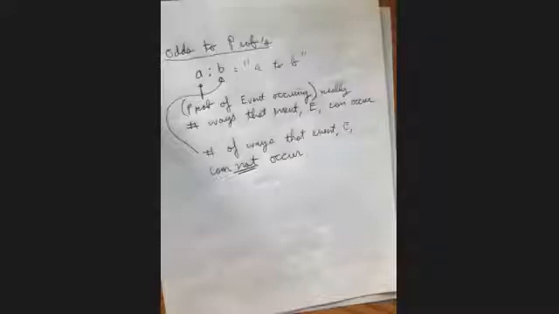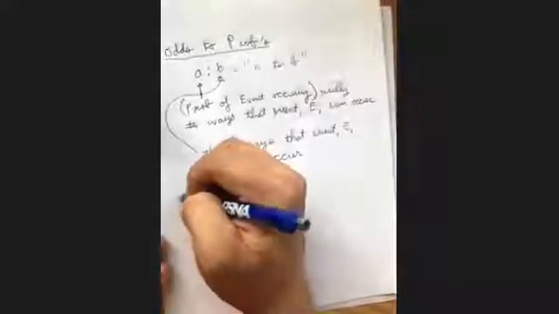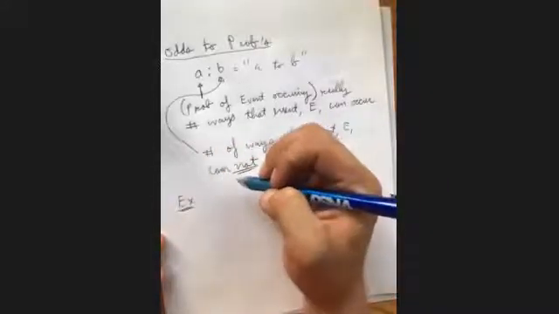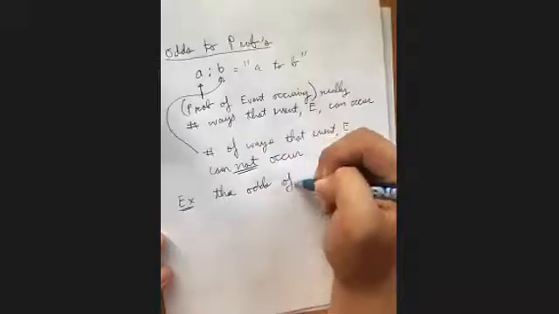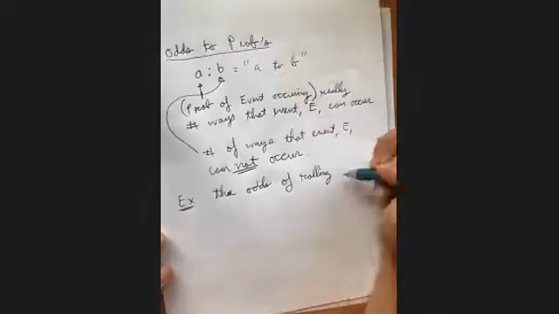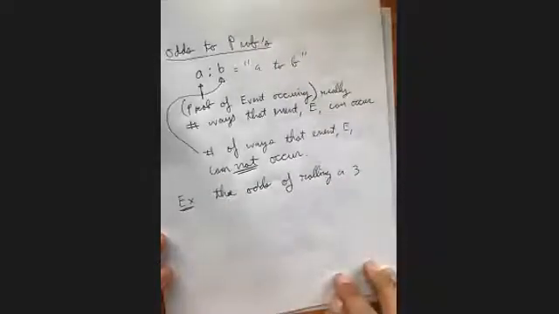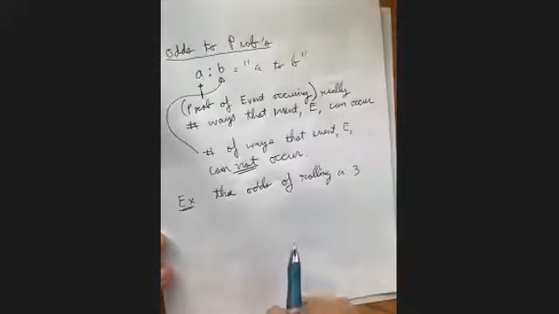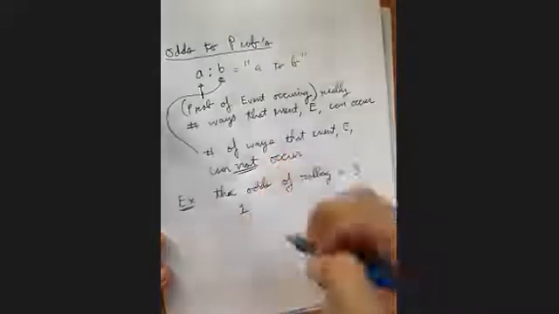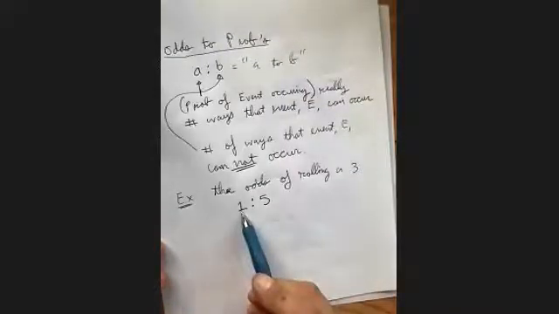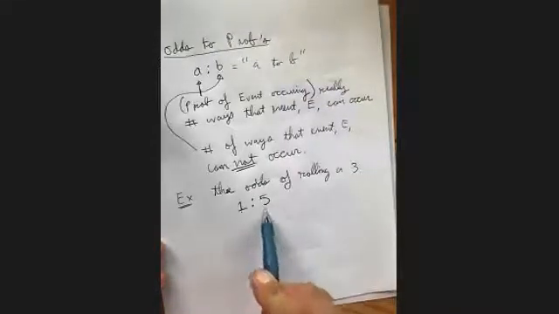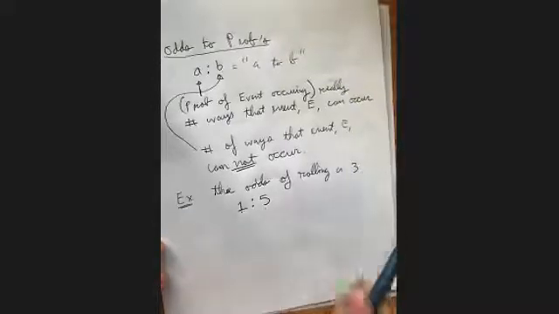Now you'll see examples of probabilities phrased in terms of odds. Again, the example would be the odds of rolling a 3, if we're rolling a die again, like we always like to do with probability. The odds of rolling a 3 are 1 to 5. So there's 1 way to roll a 3 and 5 ways to not roll a 3. So these are your odds.